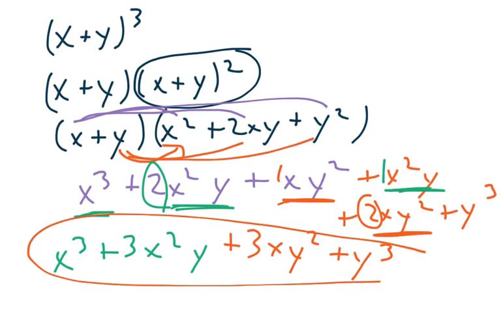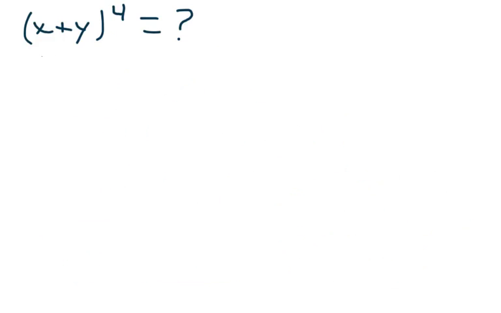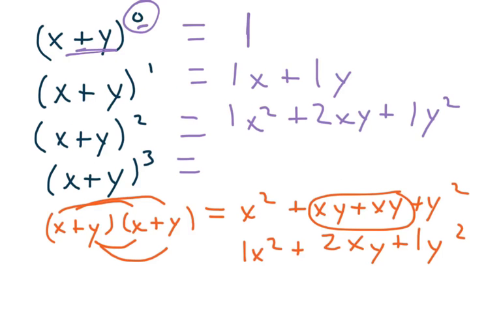So again, I'm just going to write this down over again on the previous page. Pause the video right now if you need to. Okay, so here I go. So, we figured out that x plus y cubed turned out to be 1x cubed plus 3x squared y plus 3xy squared plus 1y cubed, right?